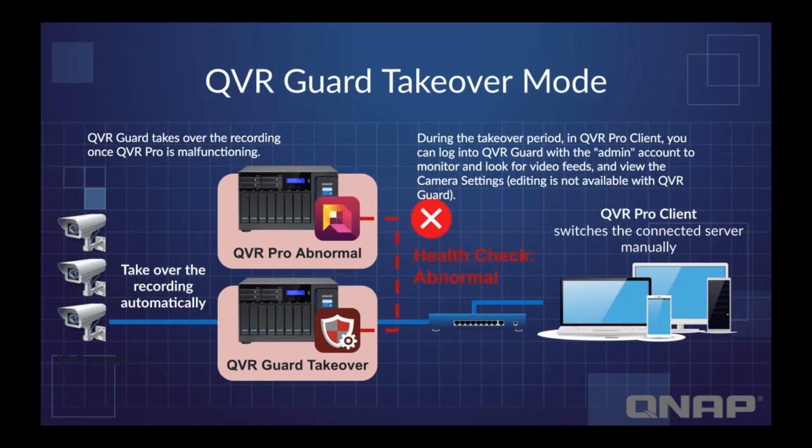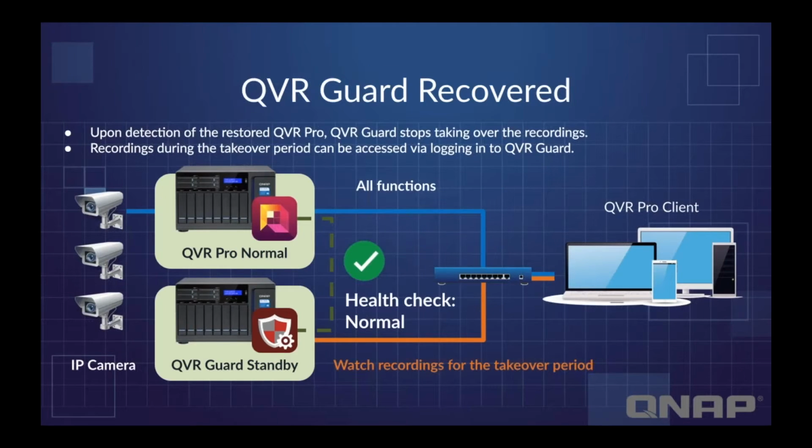So if something does go wrong, QVR Guard will automatically take over the malfunctioning NAS. And during the takeover period in the QVR Pro client, you can log into QVR Guard with the admin account as previously stated to monitor and look for video feeds and view camera settings. And then upon detection of the restored QVR Pro, QVR Guard stops taking over the recordings, and recordings during the takeover period can be accessed via logging into the QVR Guard. So anything that was recorded while your primary NAS was down, you can just log into the QVR Guard on that standby backup NAS to view the footage taken during that period.